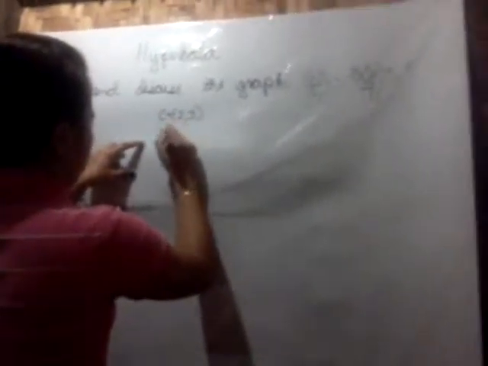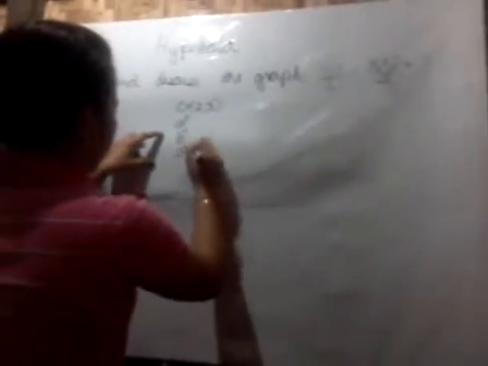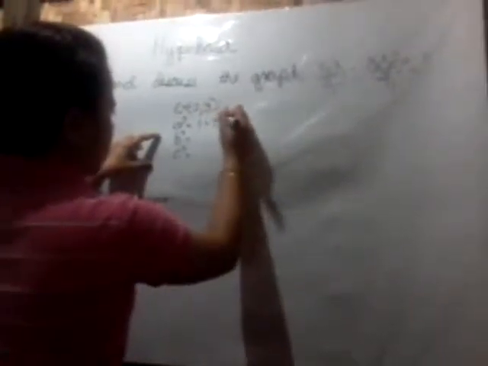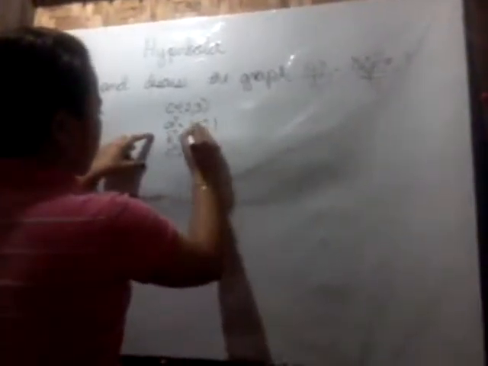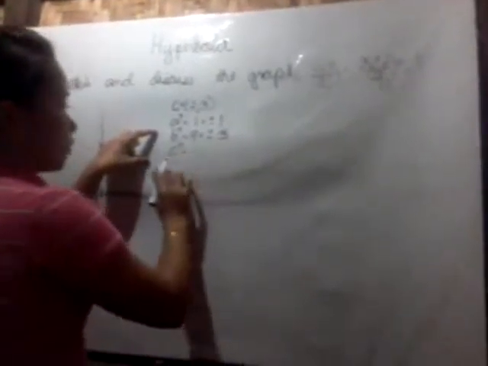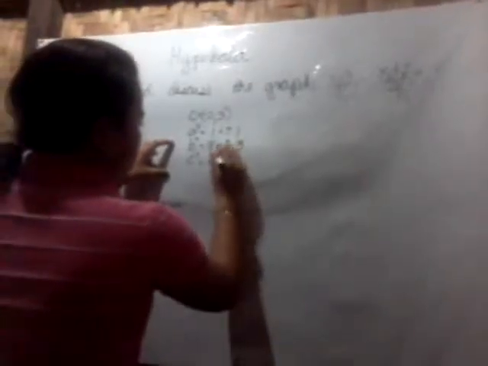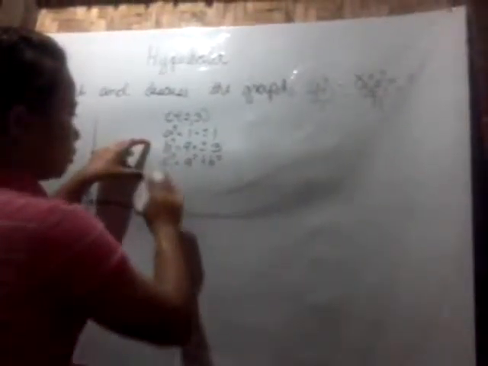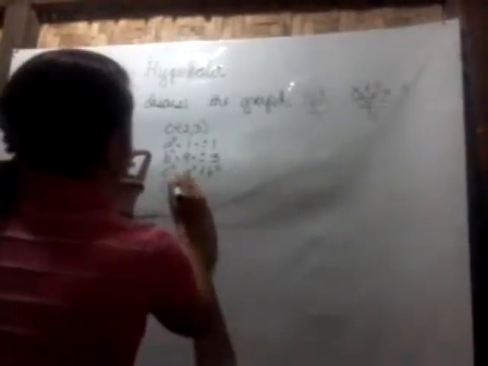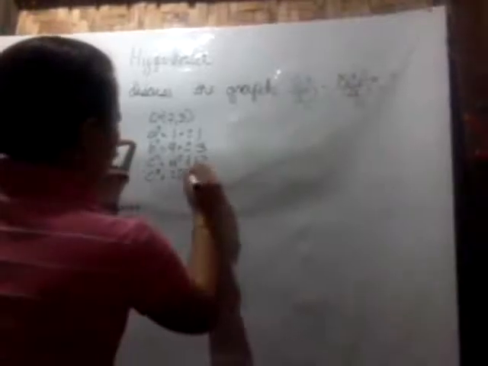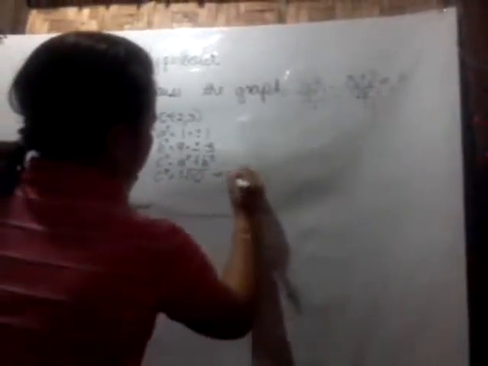So let's proceed to a squared, b squared, and c squared. So a squared now is 1, so the square root of 1 is still 1, and b squared here is 9, and the square root of 9 is 3. So c squared here is a squared plus b squared. All you have to do is add a squared to b squared. So the answer now is positive negative 10, approximately 3.16.